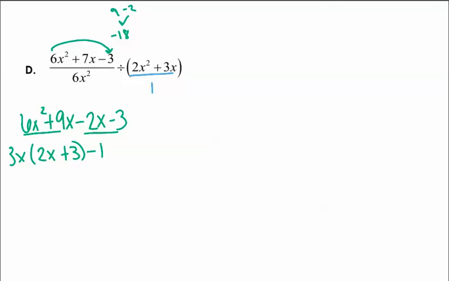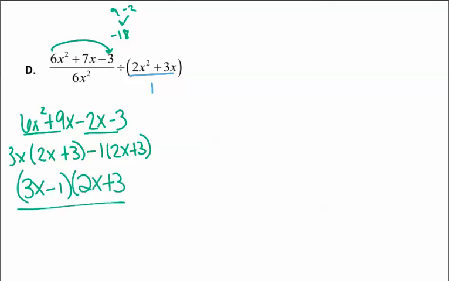Take out that negative 1. We're left with 2x plus 3. So now I've just factored this into 3x minus 1 and 2x plus 3. And it's all over 6x squared. And then that's being divided by this 2x squared plus 3x. So if I go ahead and factor that, I can take out an x, and I'm left with a 2x plus 3. So I'm going to go ahead and change this to multiplication now.